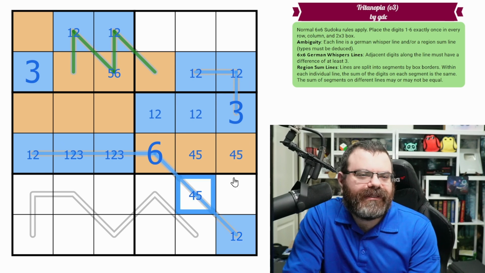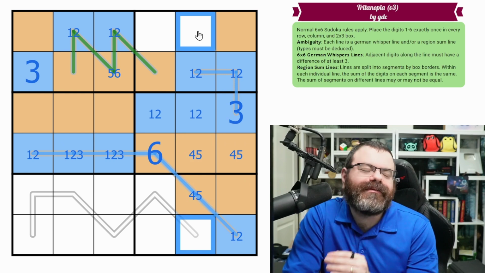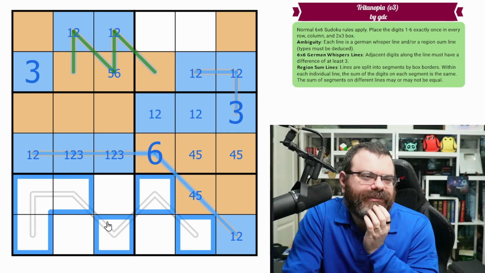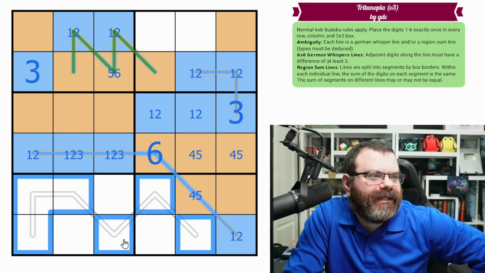So this is low. This is high. That's the last low for this column. 4, 5 pair. So we do need a 6 either here or here. I'm thinking this is going to end up region sum, but I'm not sure if that's, I don't know, does it?